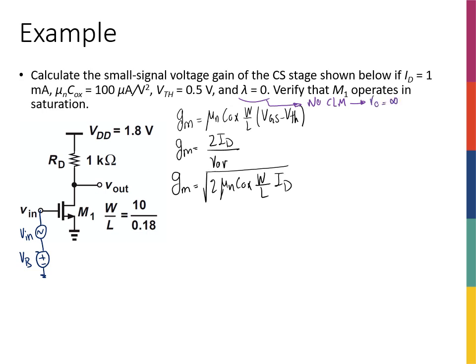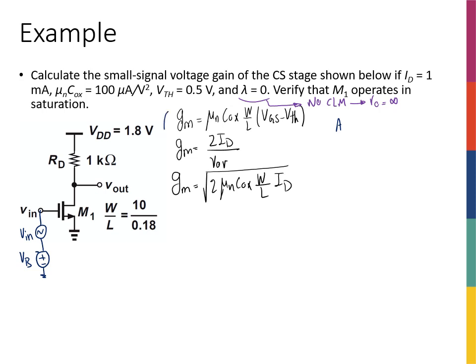And the question is asking us to calculate the gain and also to verify that the M1 operates in saturation. The transistor is in saturation. By the way, the W over L is also given here. Now, what is the gain? I know that from the previous slide.